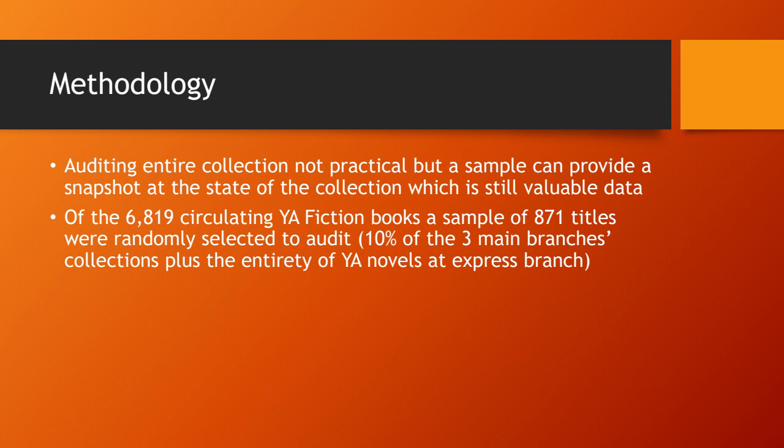Of the 6,819 circulating YA fiction books, a sample of 871 titles were randomly selected to audit. So that was 10% of each of our three main branches, plus the entirety of our YA novels at our satellite branch, Alexandria.